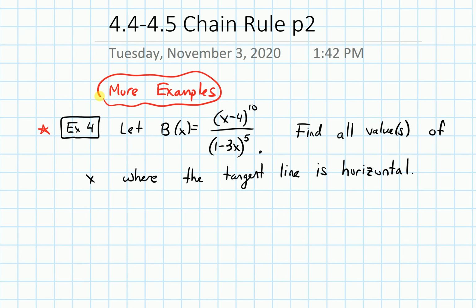In this video, we will do some more examples involving the chain rule. So I want to begin with this example here. Let's let b of x be the function (x minus 4) to the 10 over (1 minus 3x) to the 5. Find all values of x where the tangent line is horizontal.